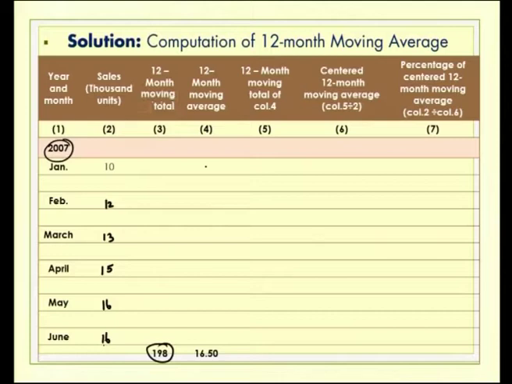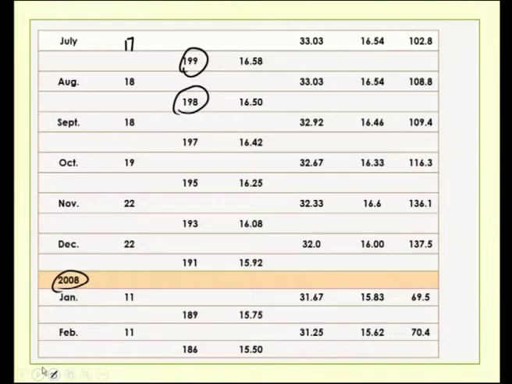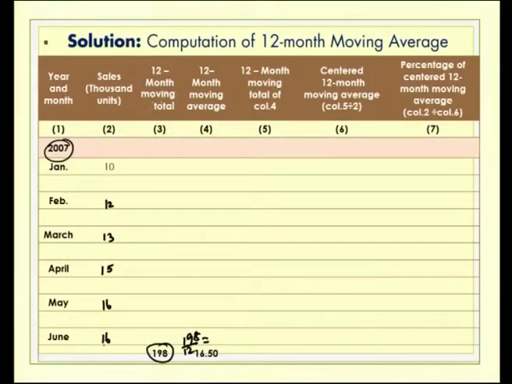12-month moving average: this is 198 divided by 12, because 198 is obtained by taking the total of 12 values. So, the average will be the total of 12 values divided by 12. Total of 12 values is 198, so divided by 12 gives you 16.50. Similarly, 16.58 is 199 by 12. Similarly, 198 by 12 is 16.5. Likewise, this is calculated. Then 12-month moving total of column 4.